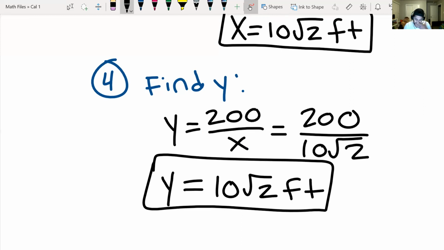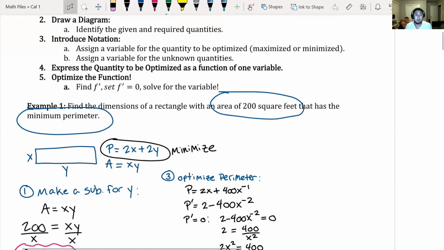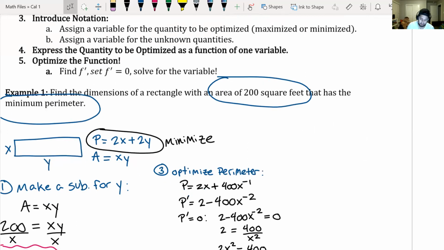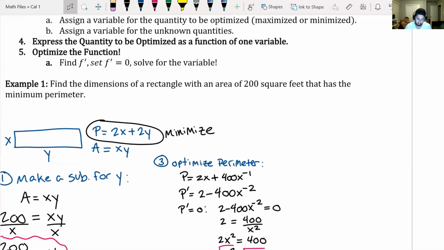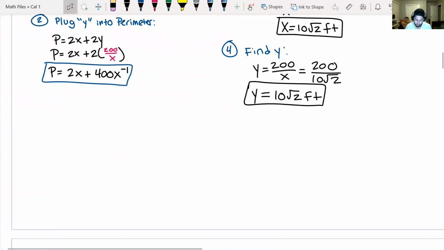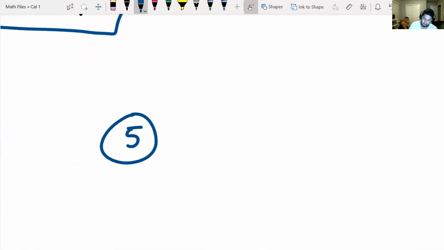Okay, well, we need to answer this question because it says, find the dimensions of a rectangle with an area of 200 square feet that has the minimum perimeter. So our goal here is to find the dimensions. So that's going to be step 5, which I'll put right down here. Step 5.